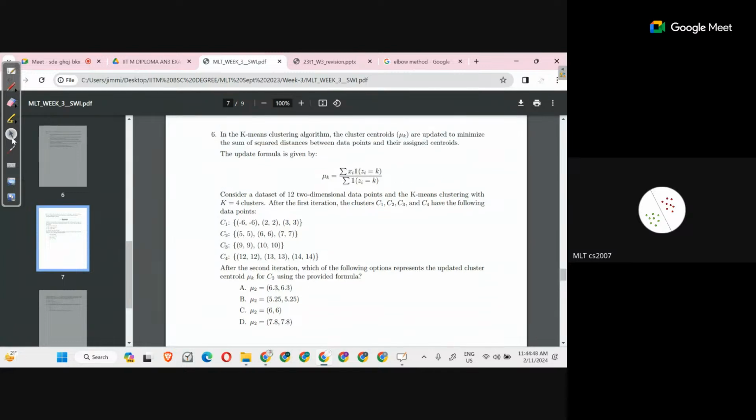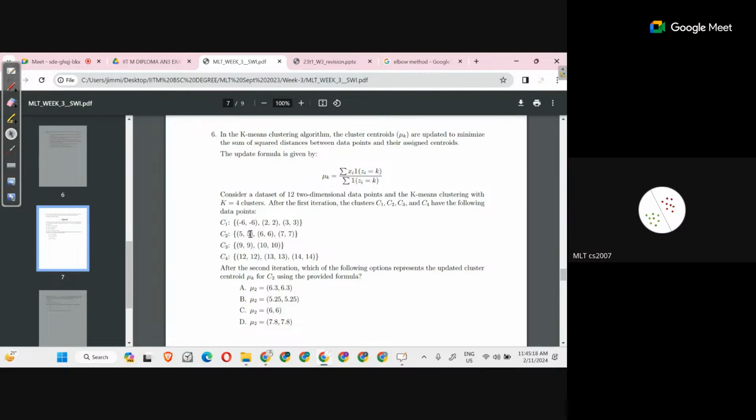Is the question clear to you? Okay, I'll just explain it. The question is saying that you have 12 points. These are the points: 3, 6, 9. Actually, only 11 points are there. Yeah, only 11 points. I think there is some mistake. Consider a set of 11 two-dimensional data points and k-means clustering with k equal to 4 clusters.